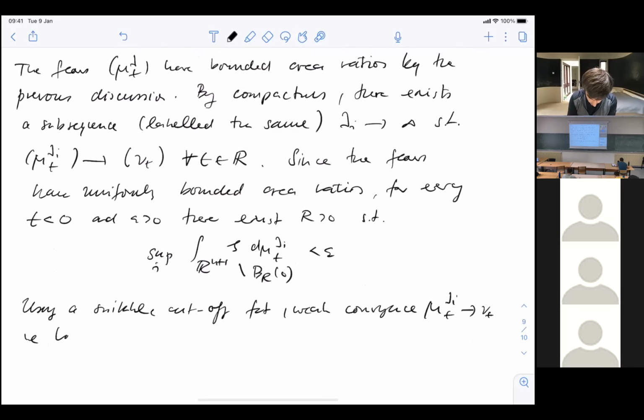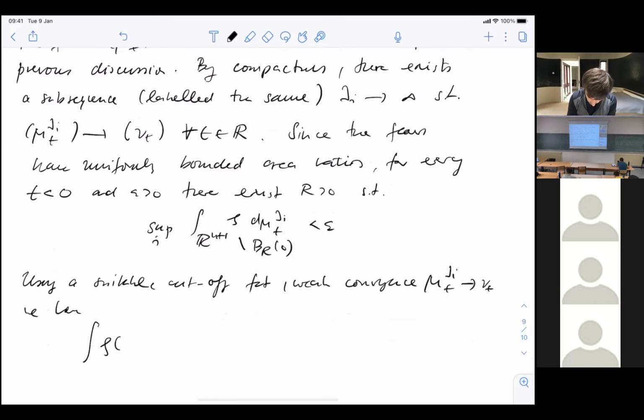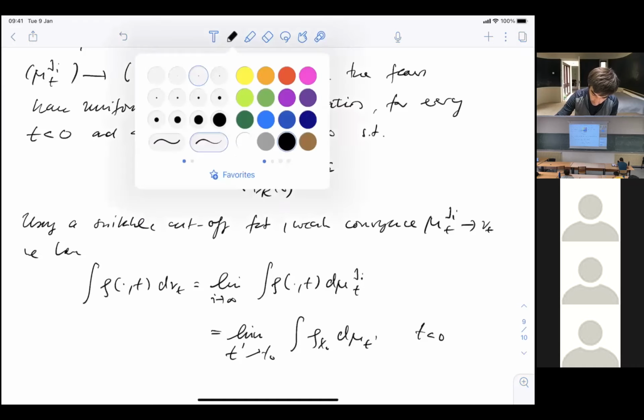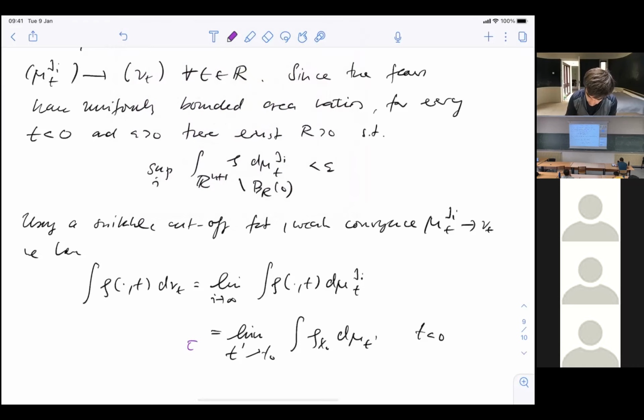We have that the limit, the integral of rho d nu t, is the limit as I goes to infinity of the integral of rho d mu lambda I t. But remember, we can rescale the whole thing. That scales in the right way, and you can check. This corresponds to an initial sequence of times going to t0, but there we can use the monotonicity formula. This is the same as going with t prime going to t0, where rho x0 d mu t prime for t negative. So this is a little exercise here. You can check this.